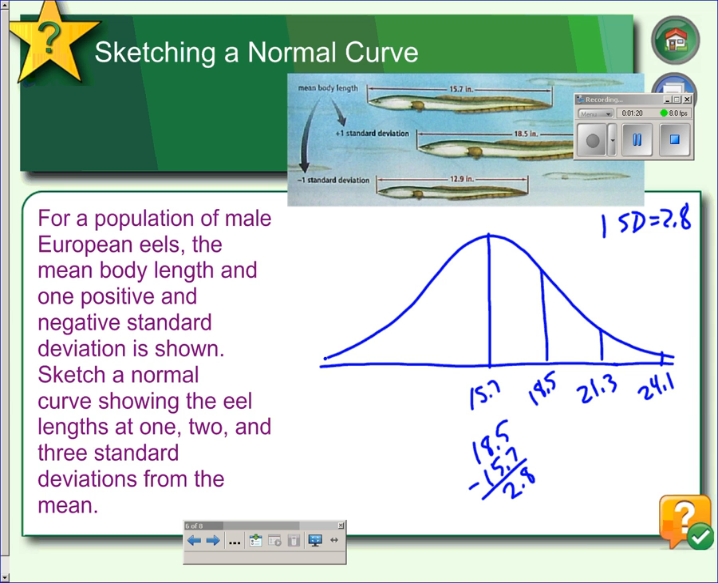Going the other way, they tell us that one standard deviation smaller is 12.9. And since one standard deviation is 2.8, then we know that two standard deviations would be 12.9 minus 2.8, so we'd be at 10.1. And three standard deviations would put us at 7.3. So there we have a normal curve.